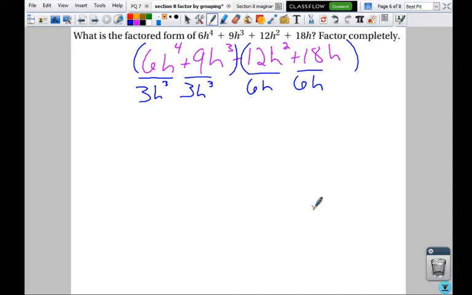Because on this one, you get 3 H's and 3 H's, so there's 3H. So you put your parentheses.